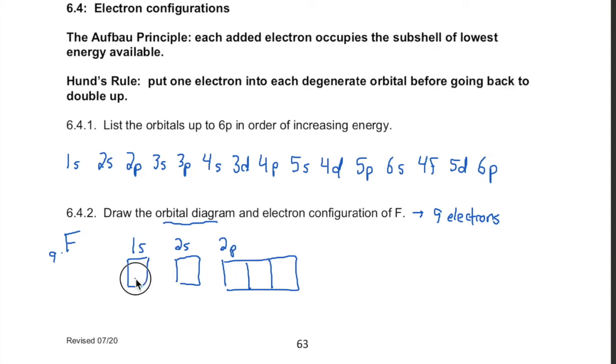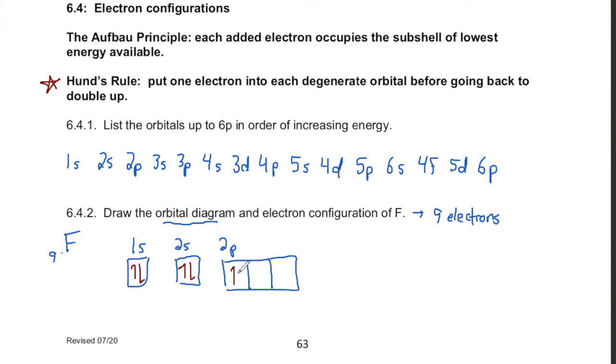The first 2 electrons will go into the 1s orbital, but we still have 7 left. The next 2 will go into the 2s orbital. We still have 5 left. Then the 2p orbital, this is where that Hund's rule comes into play.